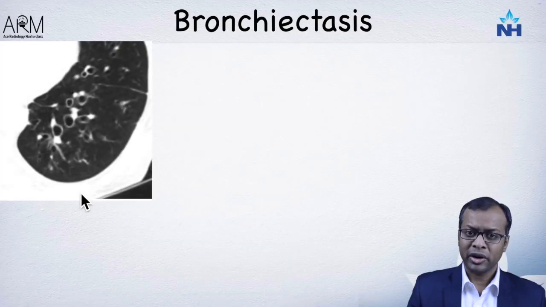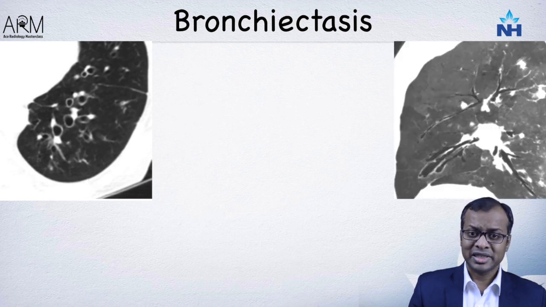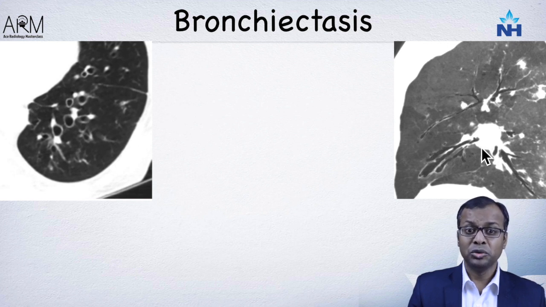On CT, bronchiectasis is defined as dilatation of the bronchi in relation to the adjoining pulmonary arteries. So you can see here, this is a dilated bronchus. The vessel adjacent to it is much smaller compared to this bronchus. The other feature on CT is something called non-tapering of bronchi. As we go from the center of the lung towards the periphery of the lung, you expect the bronchi to become smaller and smaller. When you lose this tapering of bronchi, that is another feature of bronchiectasis.